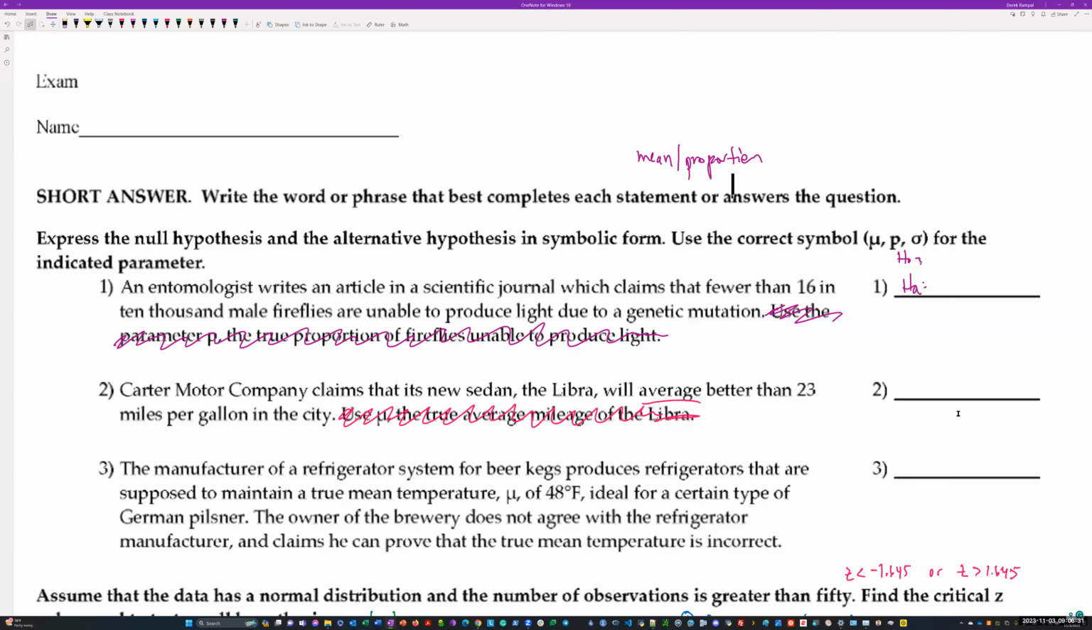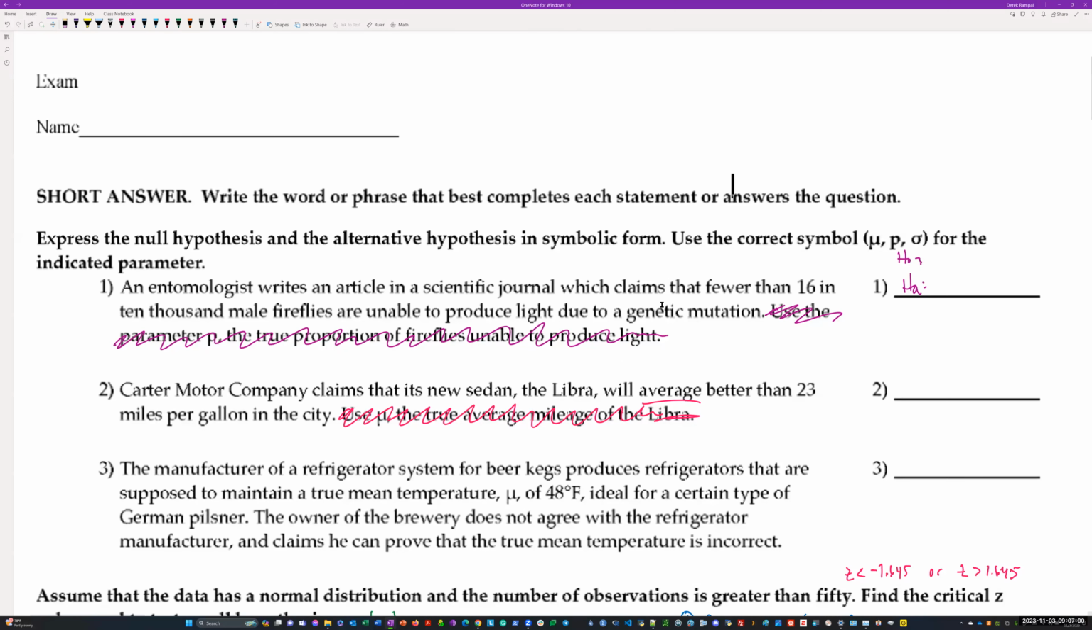So we need to read the question to determine which thing they're trying to prove here. What are they trying to prove? Wait, first, is it mean or proportion? Proportion. Why is it proportion? Because I have no idea what mean would even mean in this case. The problem is that the proportion is actually a mean, but they're not really explaining it that way. So in this case, we just want to separate between mean and proportion. This is obviously proportion here. So I write proportion and I write proportion.